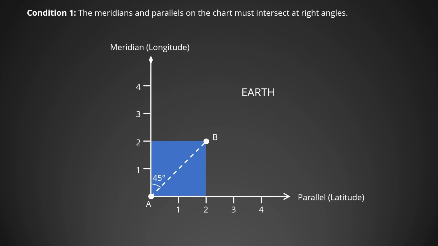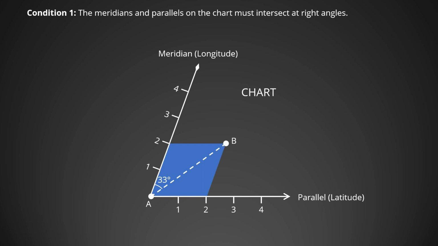Imagine the square on the screen represents an area on the Earth's surface. The direction from point A to point B is 45 degrees. Notice that meridian and parallel intersect at right angle or 90 degrees. Let's say a projection distorts the area. The meridian and parallel no longer intersect at a right angle. The direction from point A to point B also changes, thus making it non-conformal. Therefore, it is essential for a chart used in navigation to have meridians and parallels intersect at right angles.